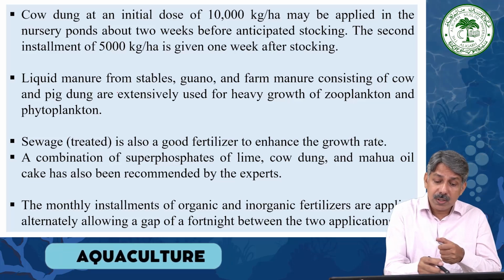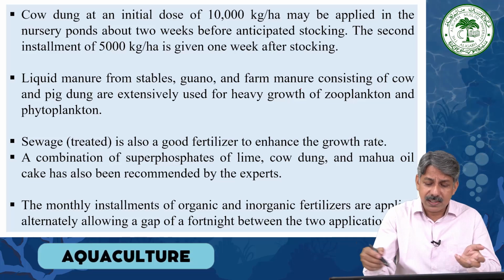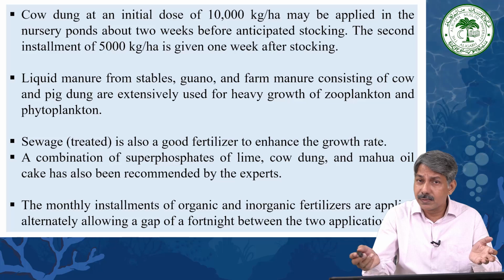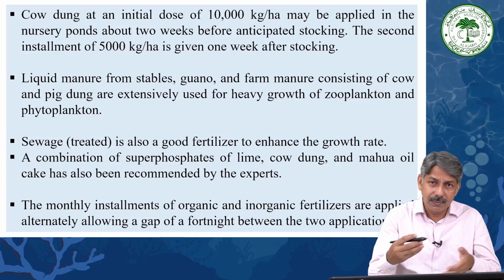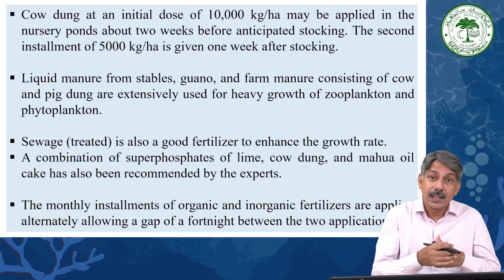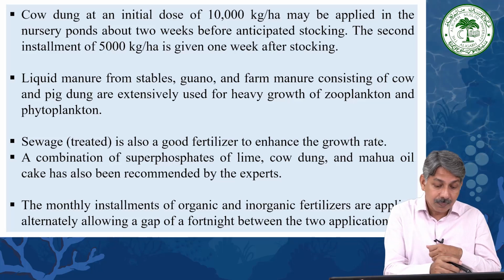Liquid manure from stables, guano, or farm manure consisting of cow and pig dung are extensively used. Liquid manure you can also use, or you can go for dried cow dung; it depends on the availability. And I think you should standardize the dosage according to your site requirement, your pond requirement.